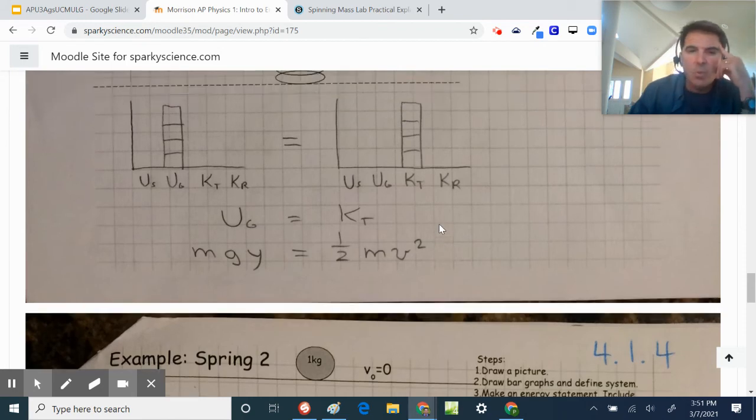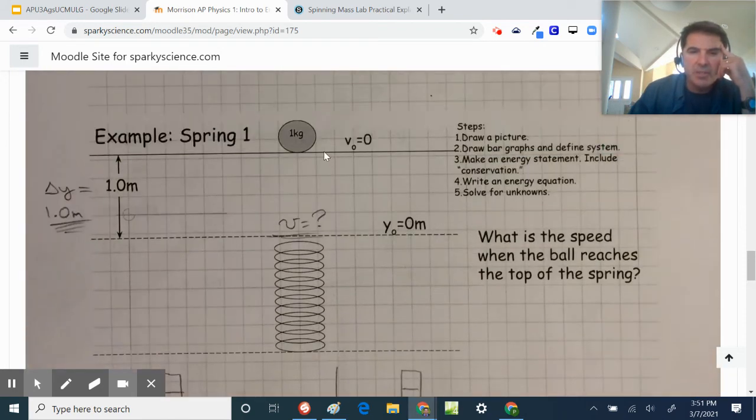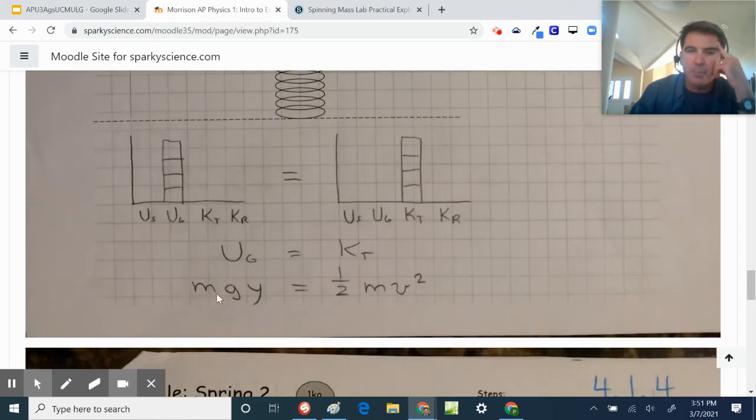So since gravity actually goes all the way down to there, why are we only considering this 1 meter distance? It's because that is all the question is asking. The question is just asking from there to there, how much height will it have covered? It will have covered 1 meter. So how fast will it be going at the end of this 1 meter? Then we just do this: mgy equals 1/2 mv squared. We solve for v, and we find out how fast it'll be going.